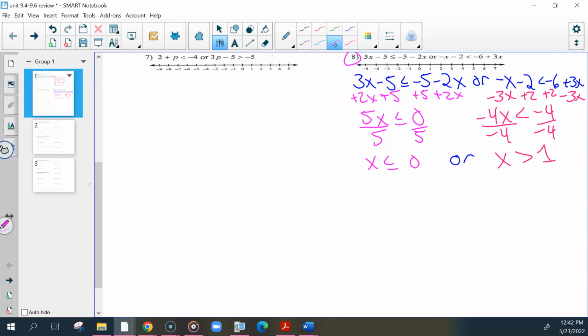Josh? Could I do the graphing? Sure. Okay, so it would be a closed circle at 0, going to the left. And the other one would be an open circle at 1, going to the right. Correct. Any questions on this problem? How we got the answer, how we got the graph?